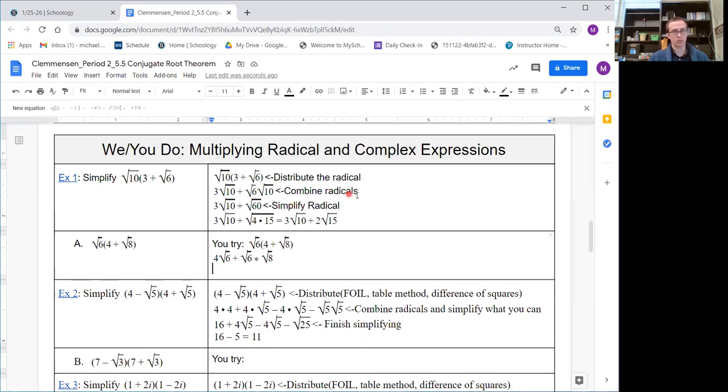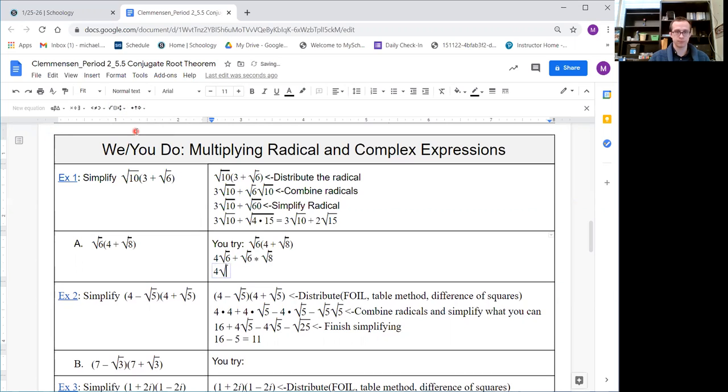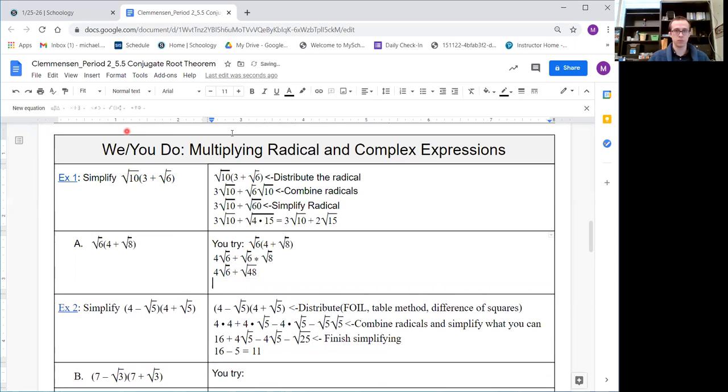All right, combine radicals, that's correct. So I have to combine my radicals. Good, I like that. Multiply the root 6 and the root 8 together. Combine those two together. So I'm going to get 4 square root 6 plus the square root of 6 times 8, which is 48. All right. Then I'm going to do some simplifying.